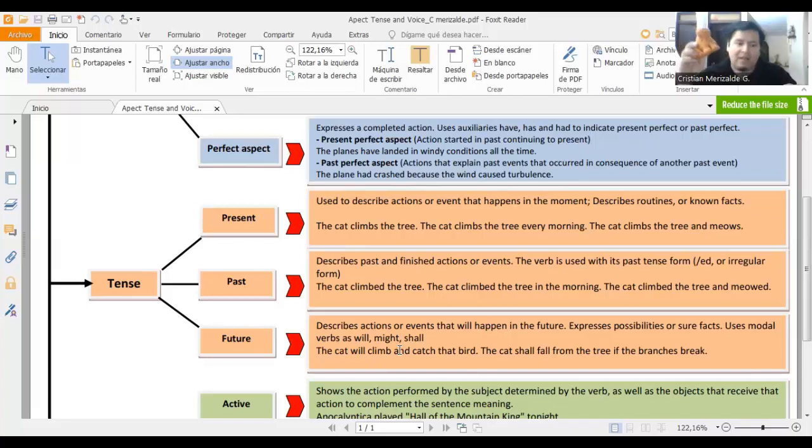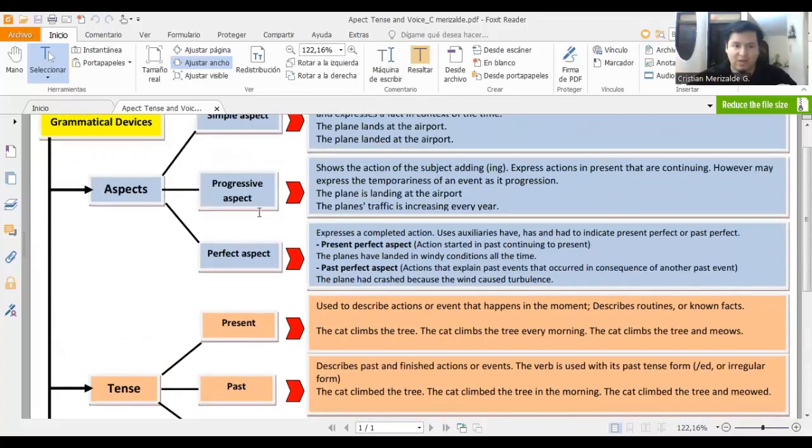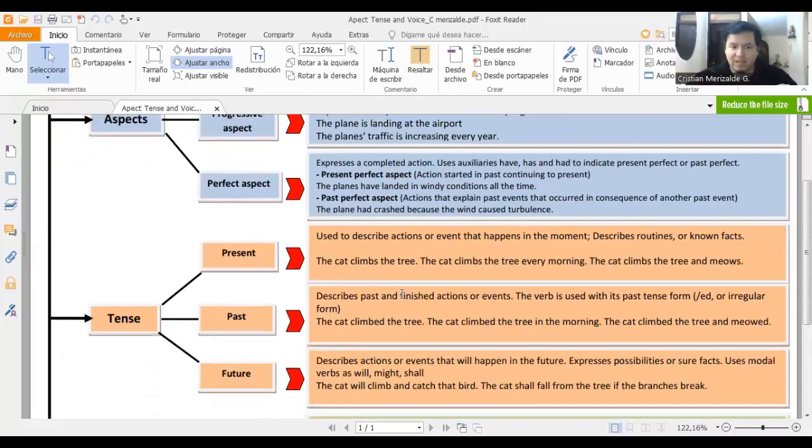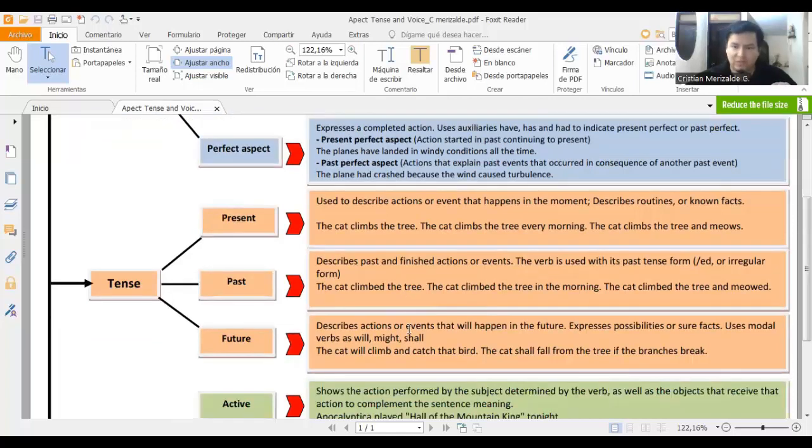Okay. Now we have here three main divisions: the present tense, the past tense, and the future tense. Inside present tense, we also have another like present continuous that we see here in progressive aspect. In past, we have past participle and also in future. But we are just describing the three main forms of the tense.